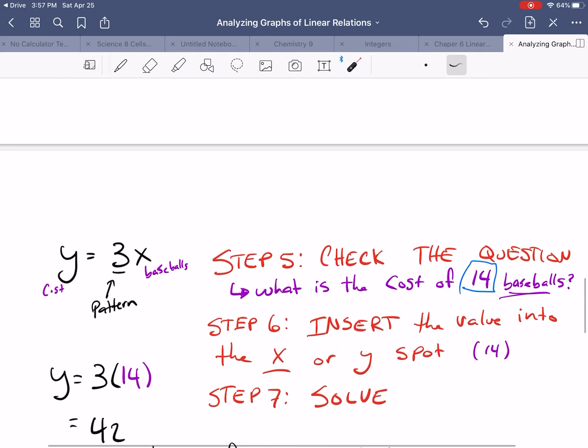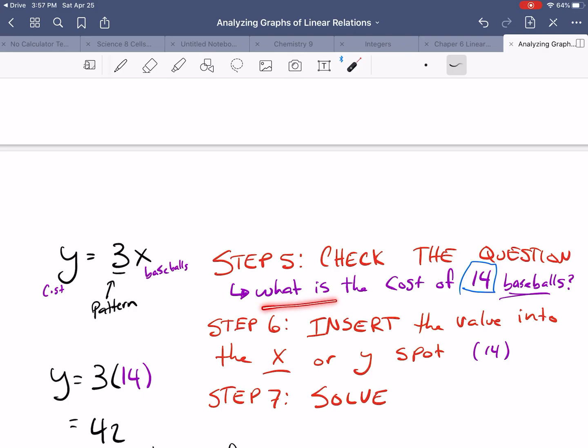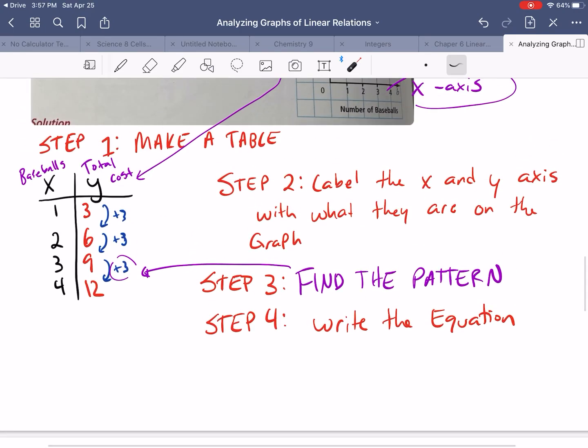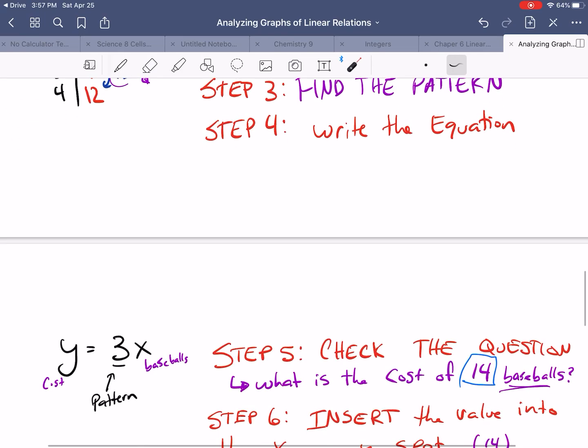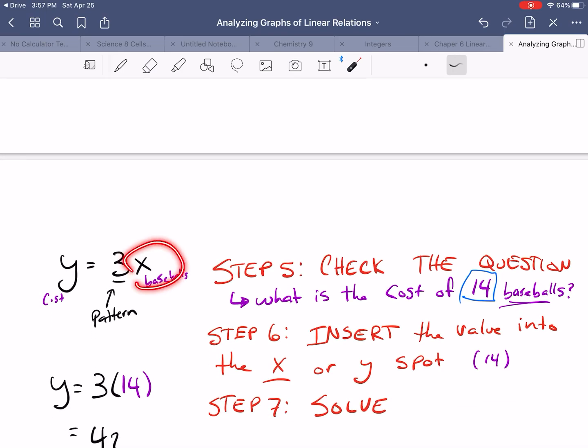Now, step 5, check the question. What is the cost of 14 baseballs? We need to look at this part in particular. Was the baseballs on the x-axis or was it on the y-axis? We have to ask ourselves the question. So when I go back here, I notice that I wrote baseballs for x and total cost for y. So that's why I wrote baseballs right here. I want to know if I stick 14 into the x, what the answer will be for the cost.